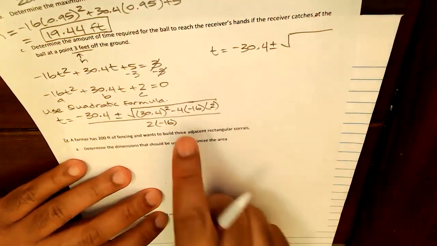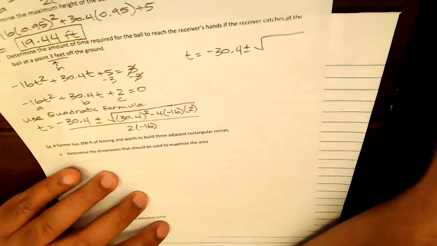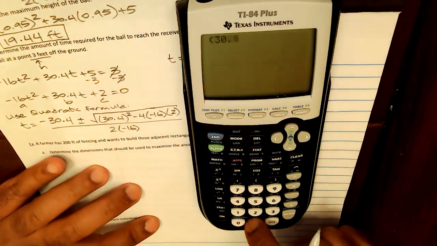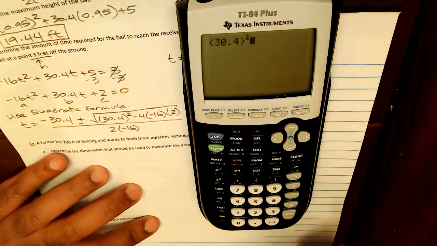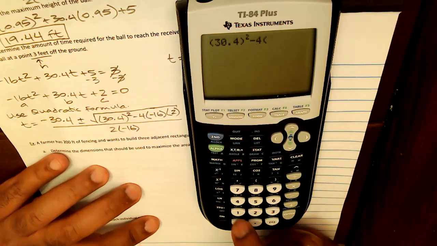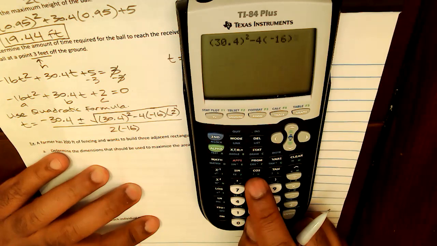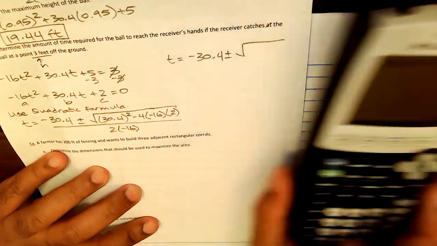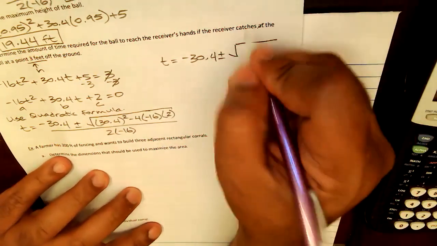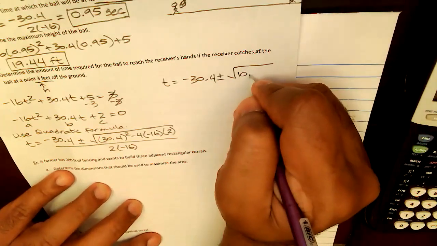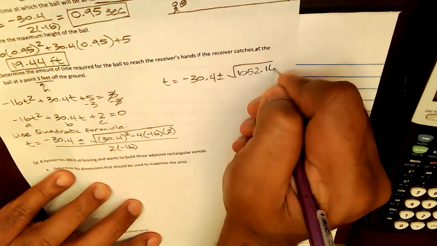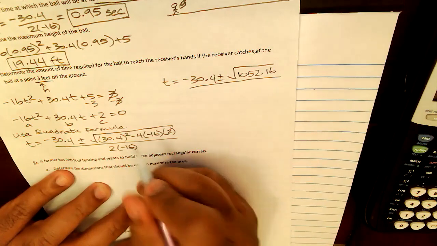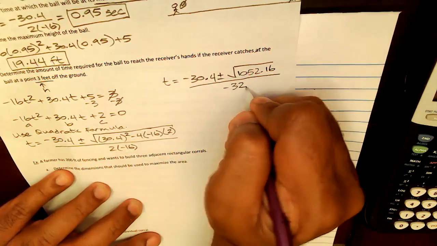So what I'm going to do now is figure out what's inside of the radical. So I'm going to evaluate inside the radical: 30.4 squared minus 4 times negative 16 times 2. That is 1052.16. So inside of the square root, I'm going to have 1052.16, divided by 2 times negative 16, which is negative 32.